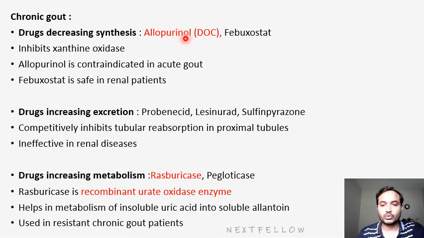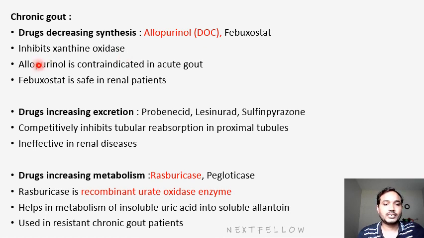These two drugs will act by inhibiting the xanthine oxidase enzyme. Once they inhibit xanthine oxidase, there will be no production of uric acid, which obviously decreases uric acid in the blood level. So it will cause hypouricemia, and that is how the patient will have symptom relief.